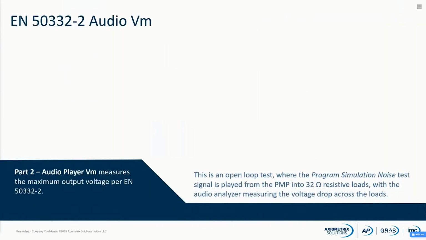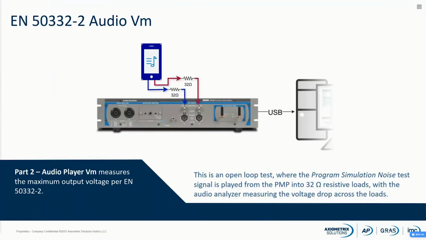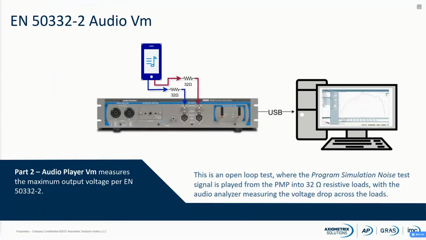Next, we have part 2, audio player VM. This is an open loop test where the program simulation noise test signal is played from the PMP into 32 ohm resistive loads, with the audio analyzer measuring the voltage drop across the loads.